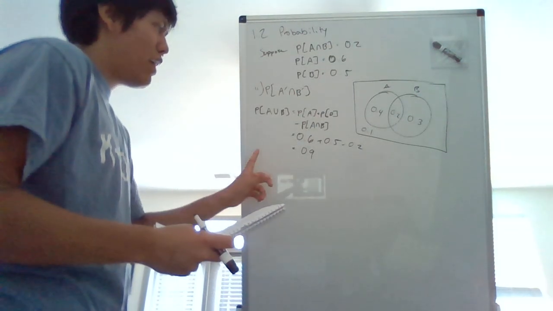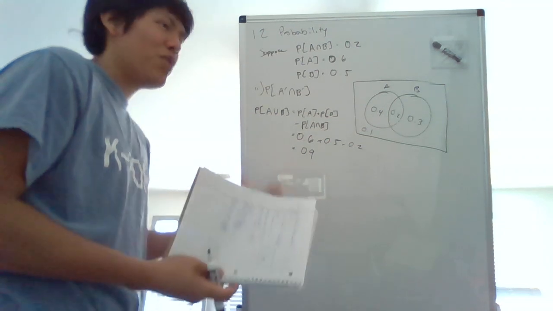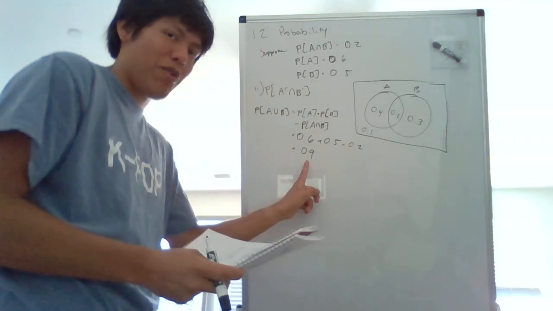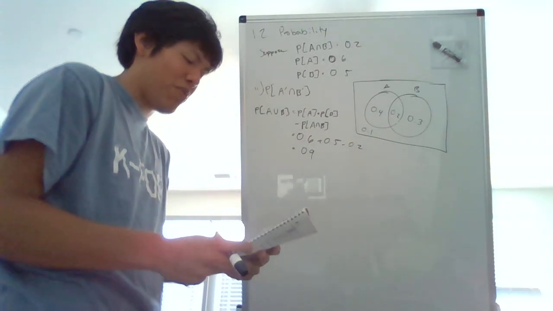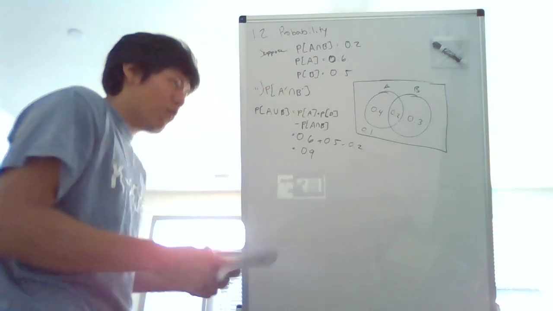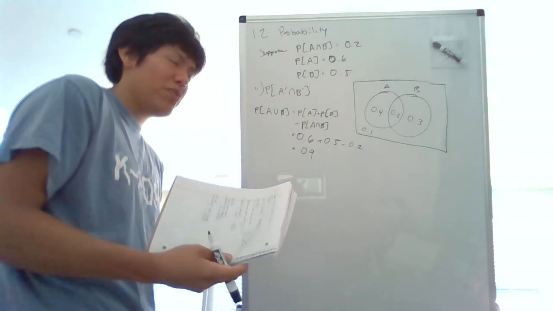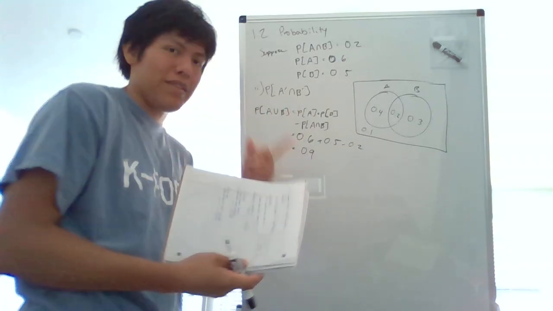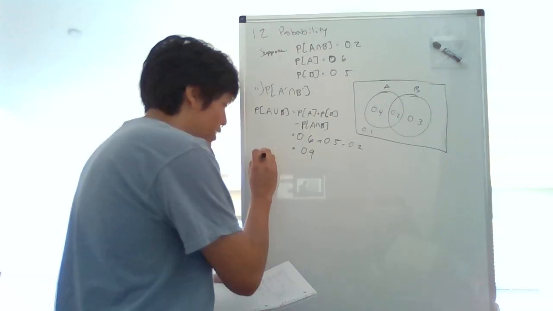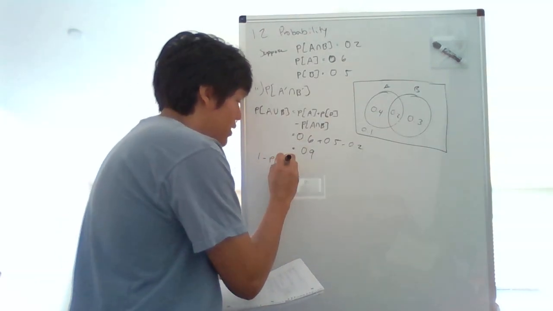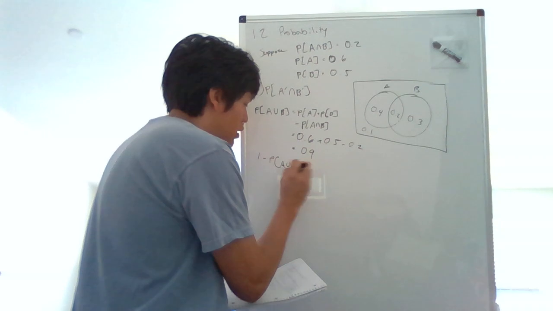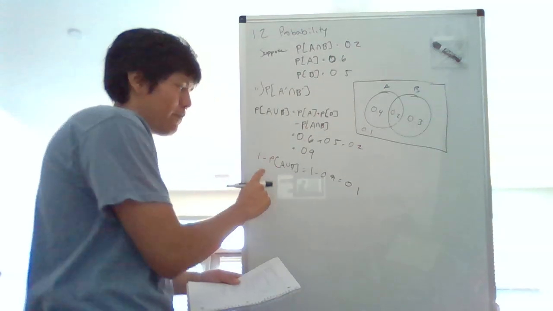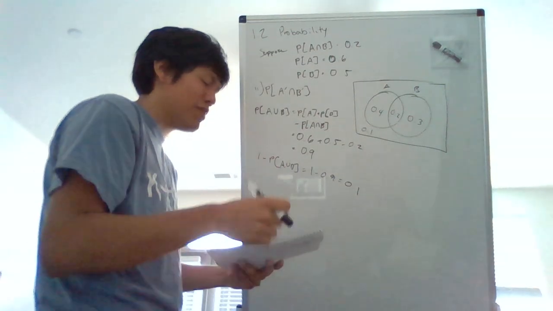Now, the only thing left to do is subtract 1 minus the 0.9, and then you also get the answer 0.1. And that's using that same complement rule where you do 1 minus everything else and it gives you the answer. So that's literally what it is: 1 minus 0.9, and that's 0.1. So that's how you would find that using one of the rules.